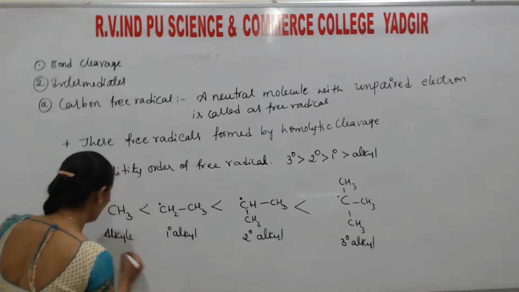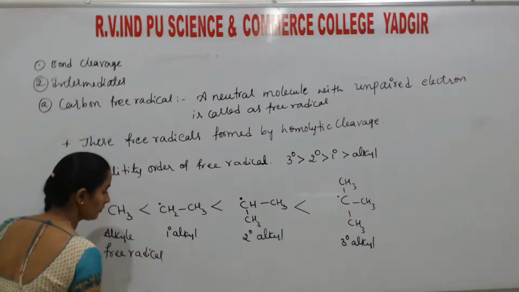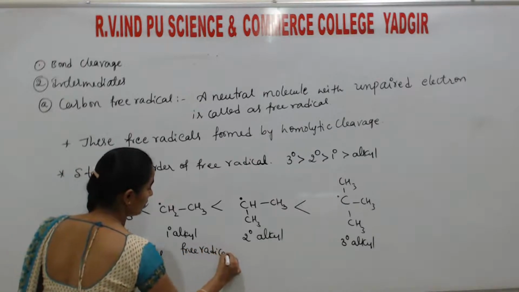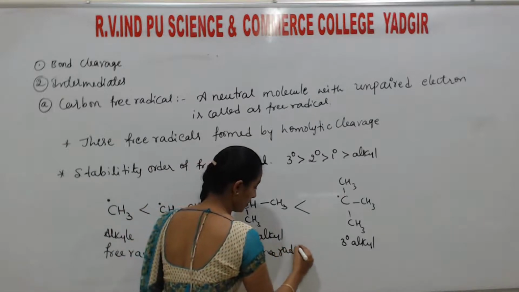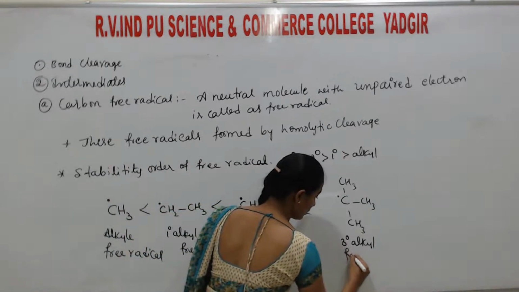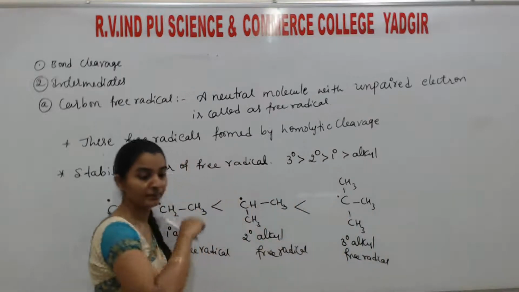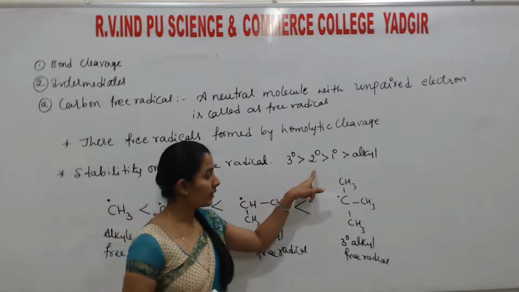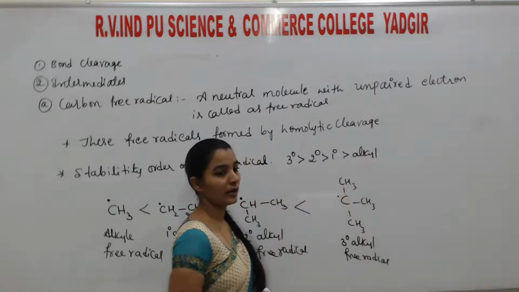Tertiary alkyl free radical. This one is also free radical. This one is also free radical. This one is also free radical. Okay, so the stability order is tertiary greater than secondary, greater than primary, greater than methyl.